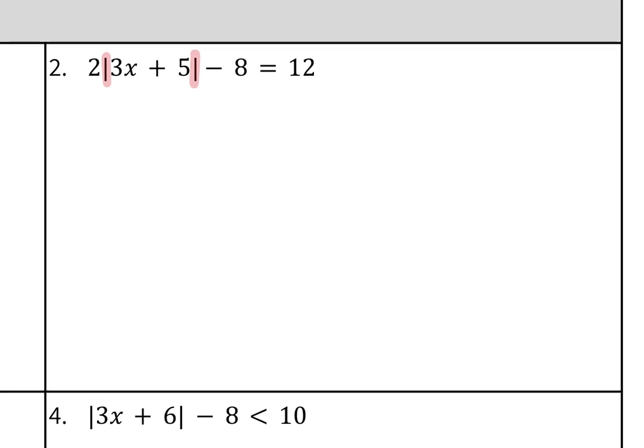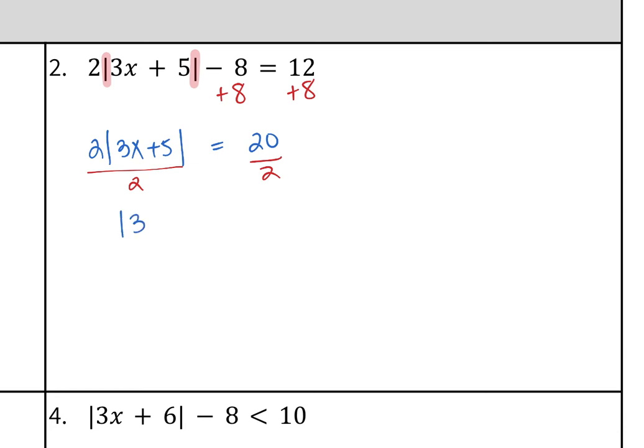So let's start with the 8. We do opposite operation, so we're going to add. That leaves me with 2 times the absolute value of 3x plus 5 is equal to 20. Then that 2 out front, we're going to divide it out. So that leaves me with absolute value 3x plus 5 is equal to 10.